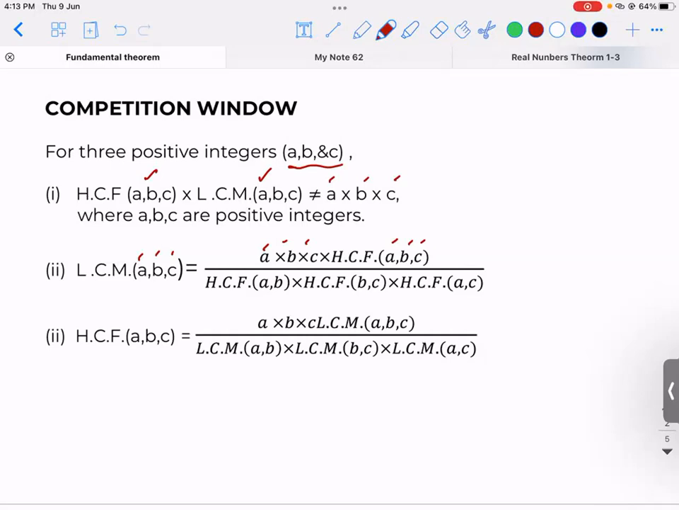Okay. So A into B into C into the highest common factor of all the three numbers, divided by what? HCF of two numbers taken together. So two numbers taken at a time. So you can say HCF of AB, HCF of BC into HCF of CA. It is a cyclic pattern. AB, BC, CA.